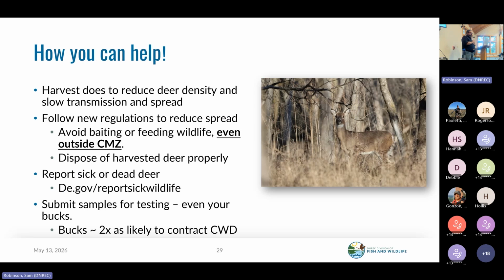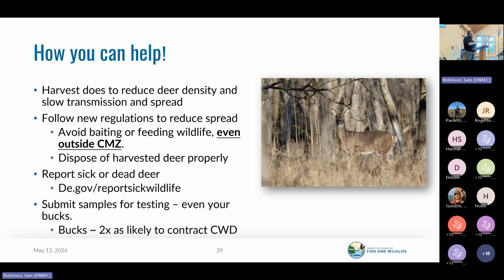How can you help? Hunting is very critical to the management of CWD. So yes, there's always that question of the APHIS, but you guys are the biggest proponent when it comes to population control and disease spread. We ask that you continue to help us with surveillance. Density is a big factor here when it comes to the spread. So you guys come in, you harvest deer, it reduces the density of your deer herds.